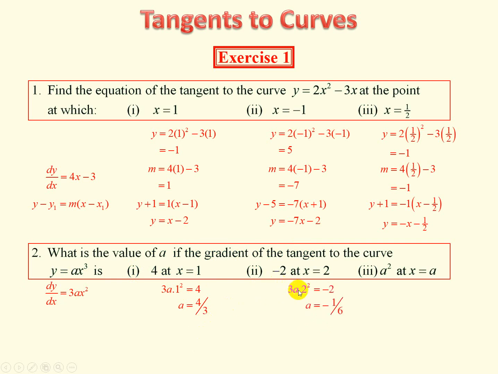Substitute -2. Substitute 2, x equals 2, and equate it to -2. There's my answer. This one, substitute a into the derivative, because a is the x value, and equate it to a squared because that's the gradient. So that's the value of the derivative at x equals a. So there we are, 3a times a squared, and we have a factorization.